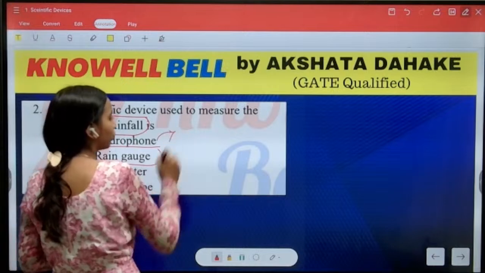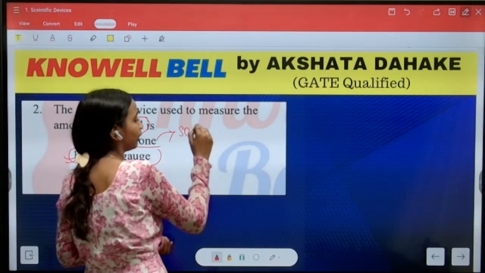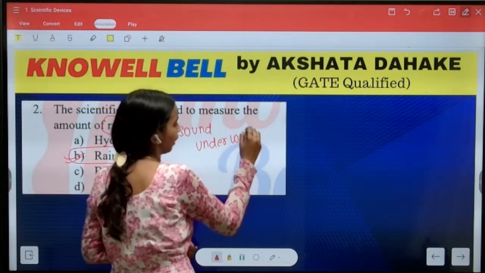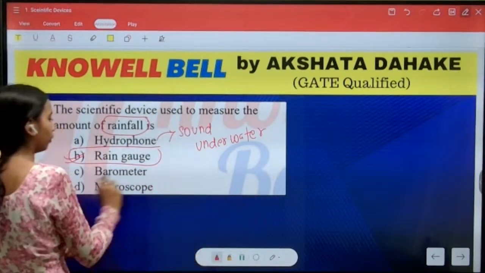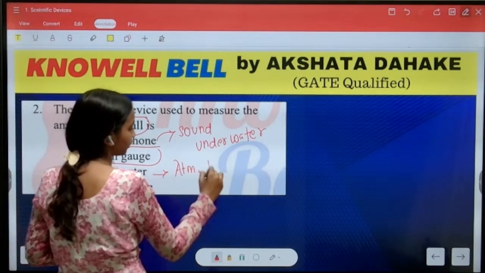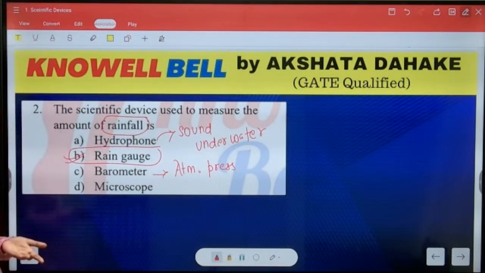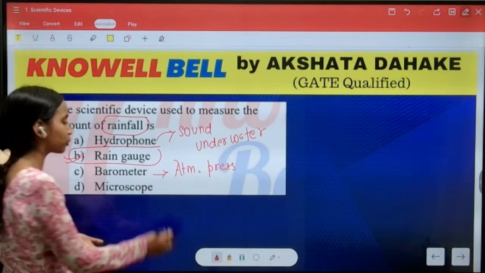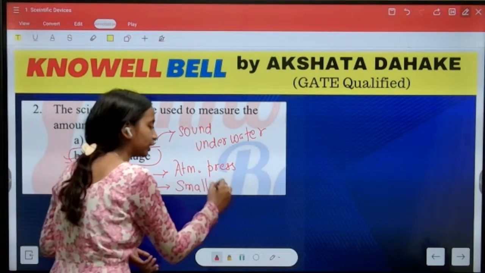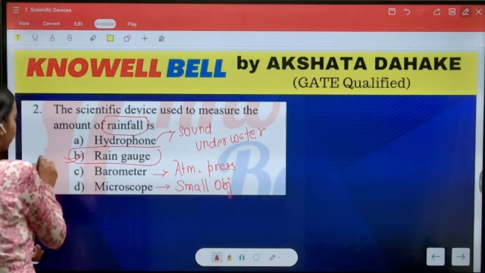Hydrophone we have already discussed. Why do we use hydrophone? To hear sound under water. Hydrophone is used to hear sound under water. Barometer we already discussed. Barometer is used for atmospheric pressure. And why do we use microscope? Microscope is used to observe small, tiny objects such as microorganisms. So what is going to be the right answer for the question?